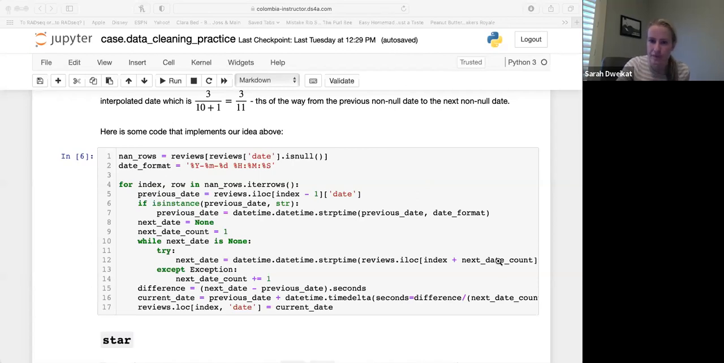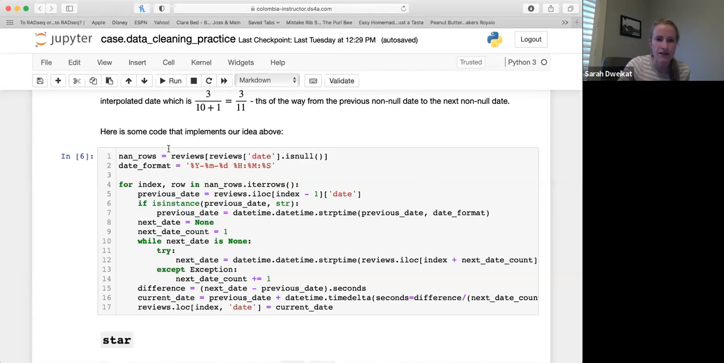Oh, so a good question about why this NaN rows date. I don't know if I'm interpreting your question 100% correctly here, but NaN rows, this variable, is only the null values in the date column from reviews. Down here, what we're doing is we're taking the whole reviews data set and we're applying this function to the entire reviews data set to update it and fill in those missing values.